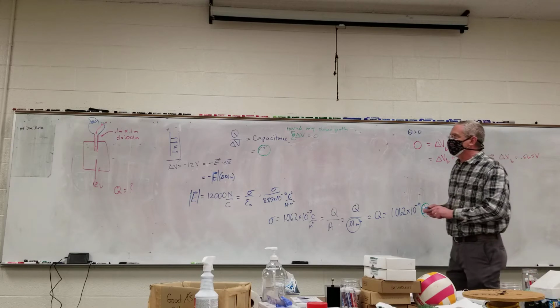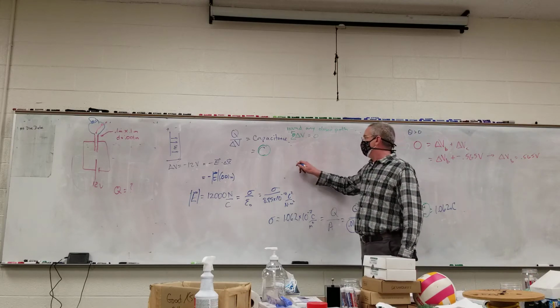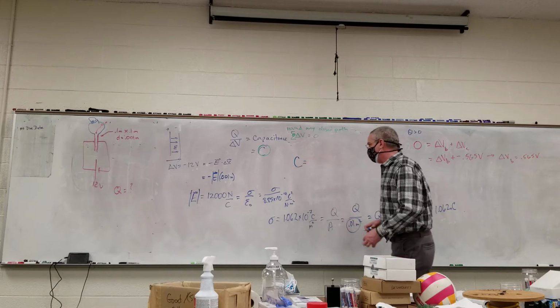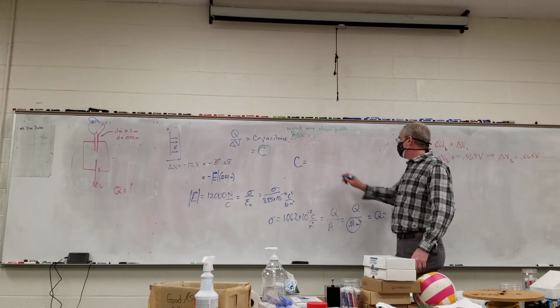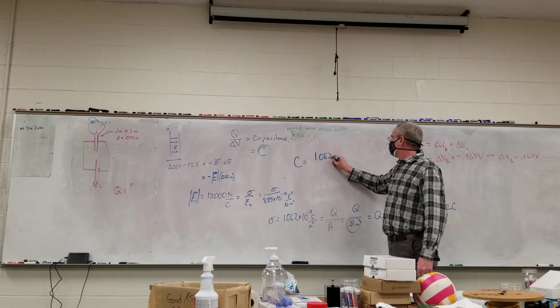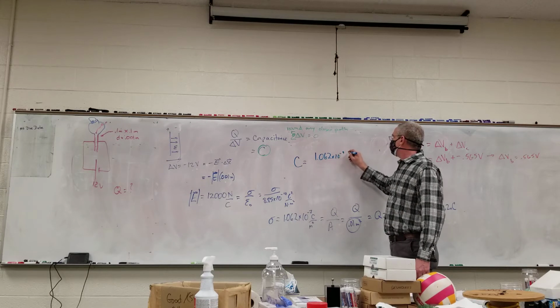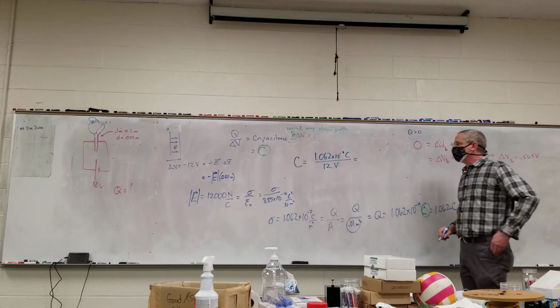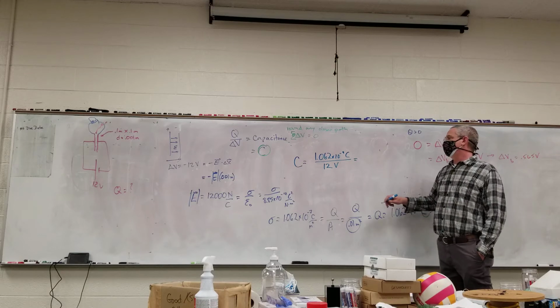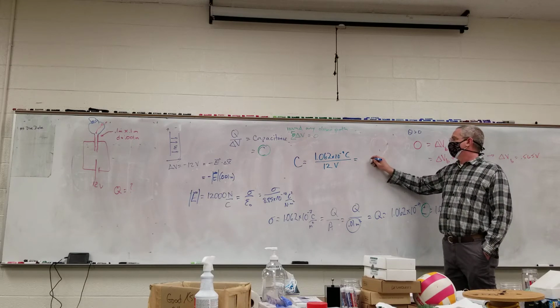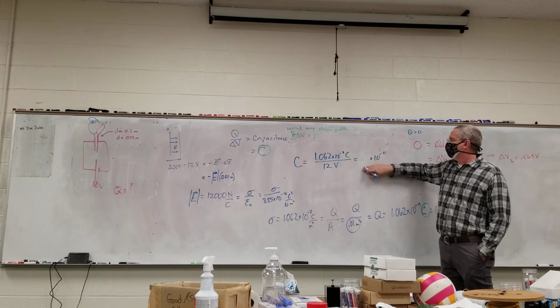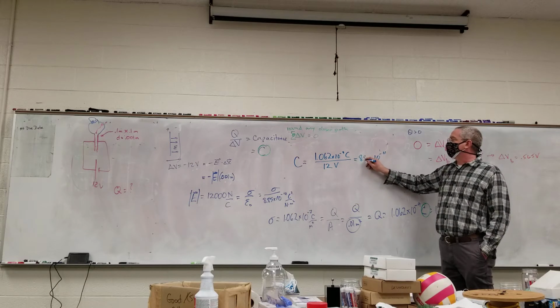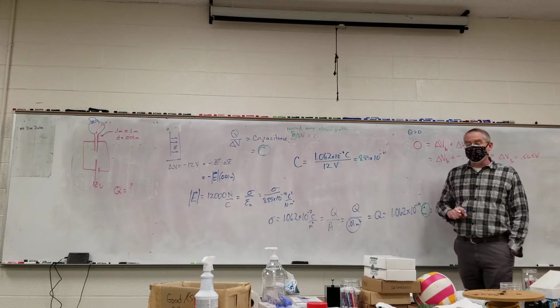So the capacitance of this particular capacitor is equal to my charge, 1.062 times 10 to the negative 9 coulombs, divided by the voltage of 12 volts. It's going to be what? 9 point something times 10 to the negative 11. 8.85. 8 point what? 85. Oh, okay. And now the units.